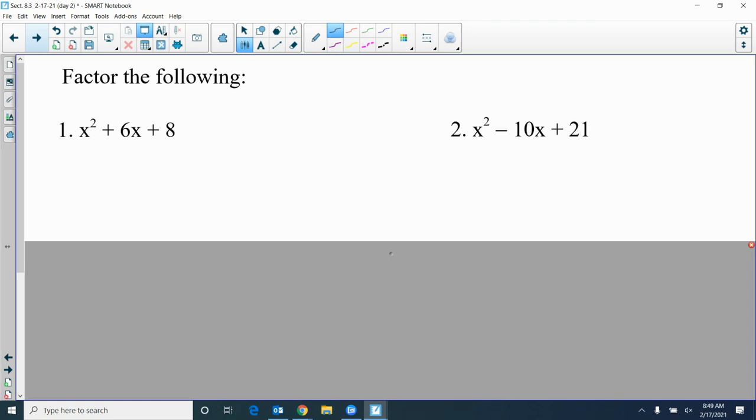Just try to factor it. Okay, do you know what the answer would be for the first one? Maybe. What do you think? Actually, no. Josh, you? Yeah. What would it be? Can we group them all together? Can we? No. No. Joe? No. X plus 2 in parentheses times x plus 4. Okay.